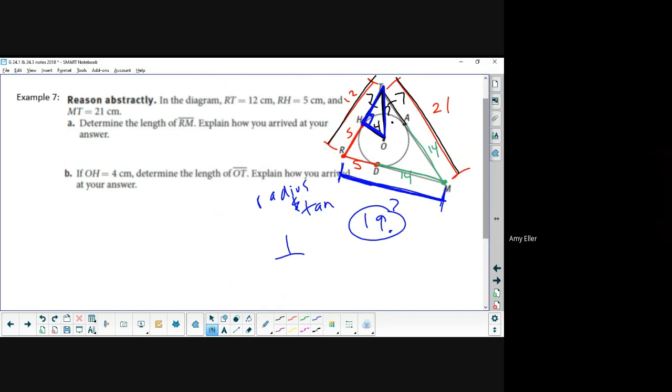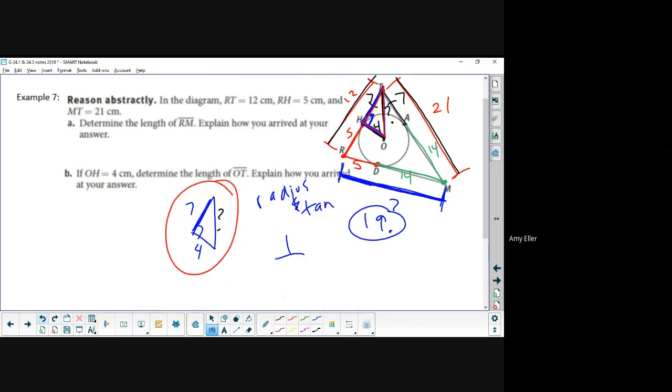I'm going to kind of redraw that triangle off to the side. This little piece was 4. This was 7. And this is what we're trying to find. Okay, we're working with this triangle, radius and tangent. I just thought it'd be easier to kind of draw it again somewhere so we can see what we're doing.